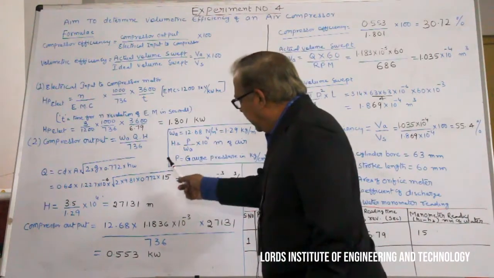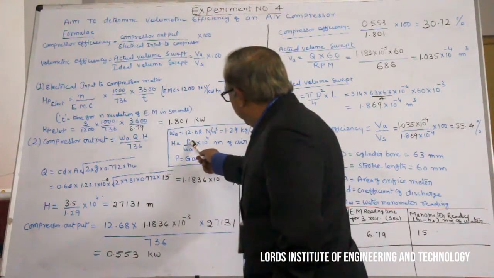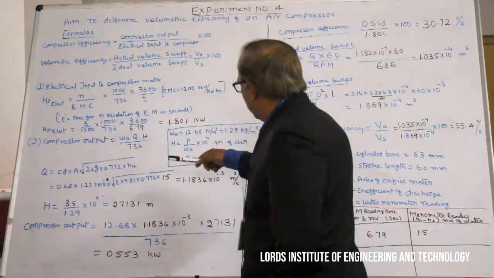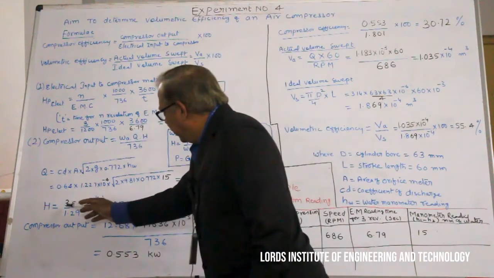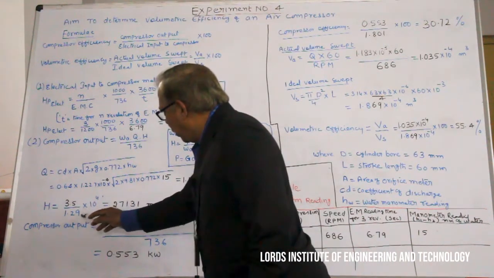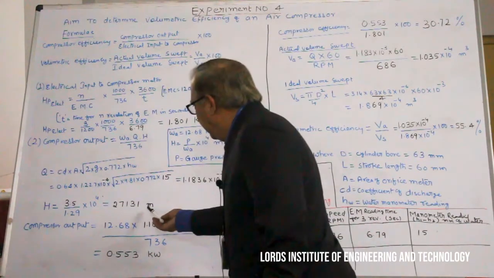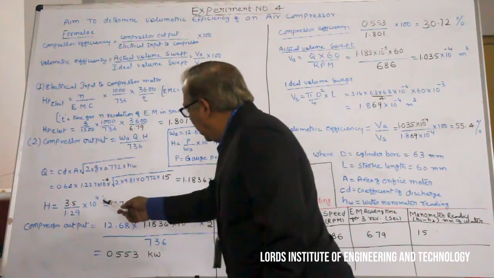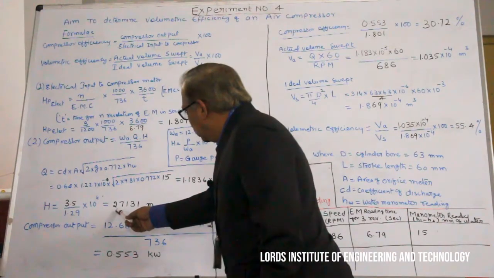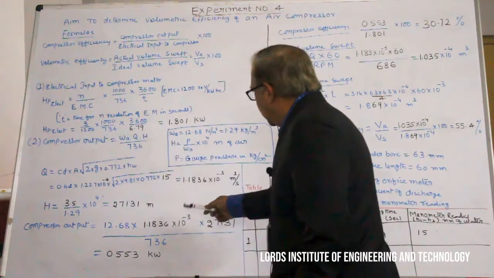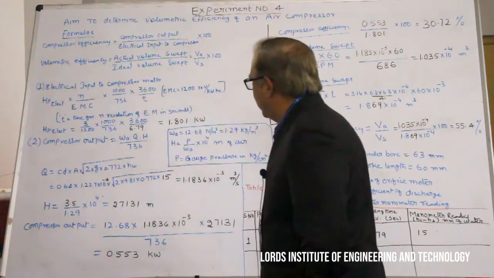So this is in kgs per square meter, and then this is kgs per cubic meter. If you convert it, then we get 3.5 into 10 to the power 4 by 1.29. We get this head of air in meters. So when we calculate this one, we get 27,131 meters of air. So this we will substitute here. Okay, this is the first part.